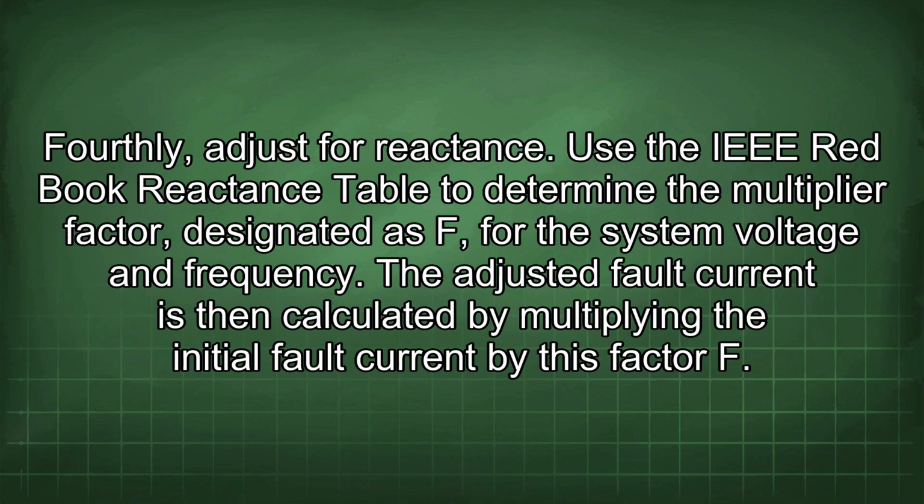Fourthly, adjust for reactance. Use the IEEE Red Book reactance table to determine the multiplier factor, designated as F, for the system voltage and frequency. The adjusted fault current is then calculated by multiplying the initial fault current by this factor F.